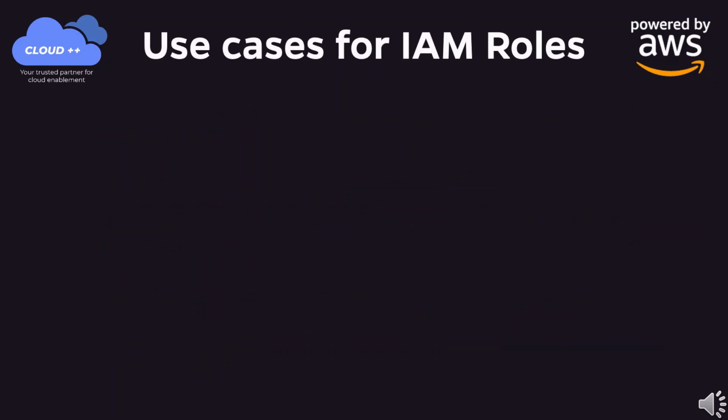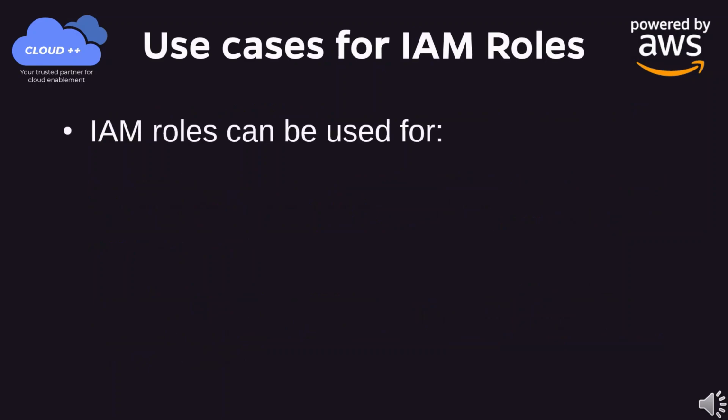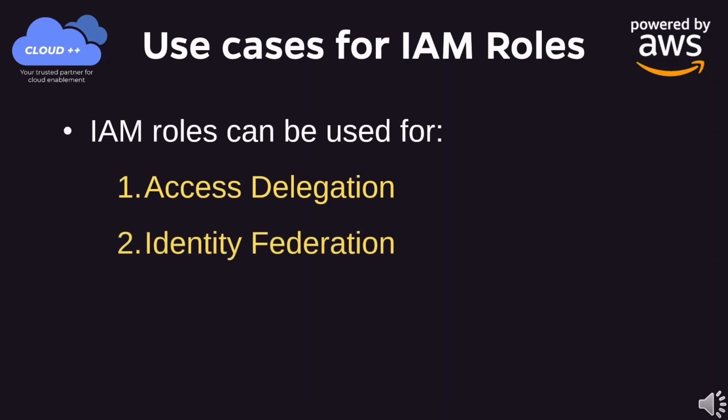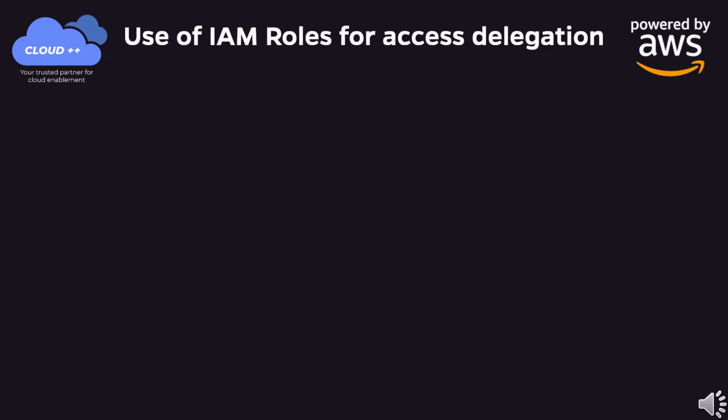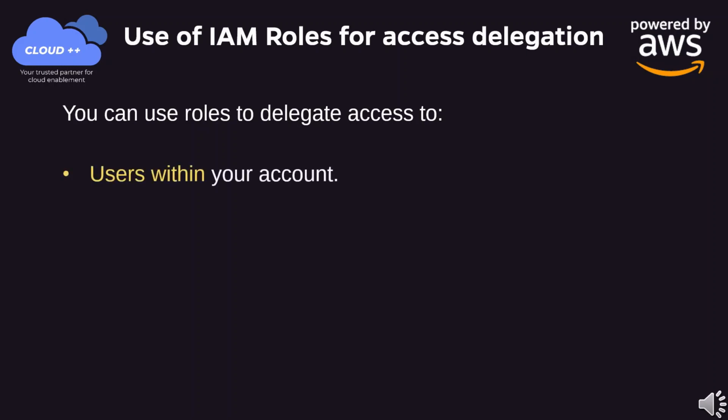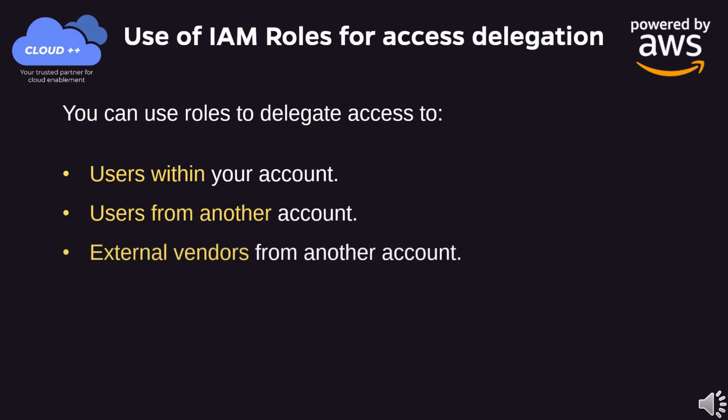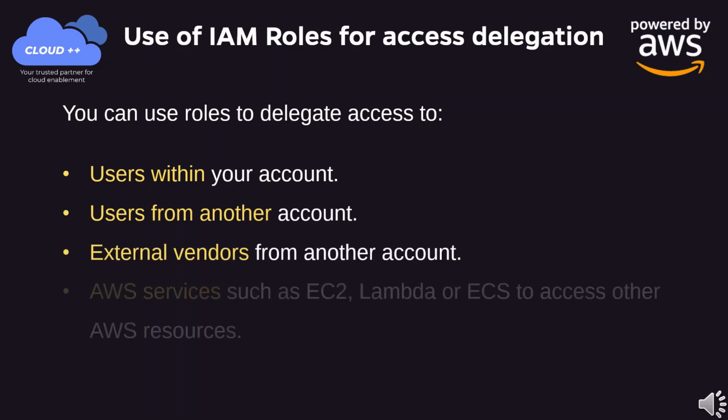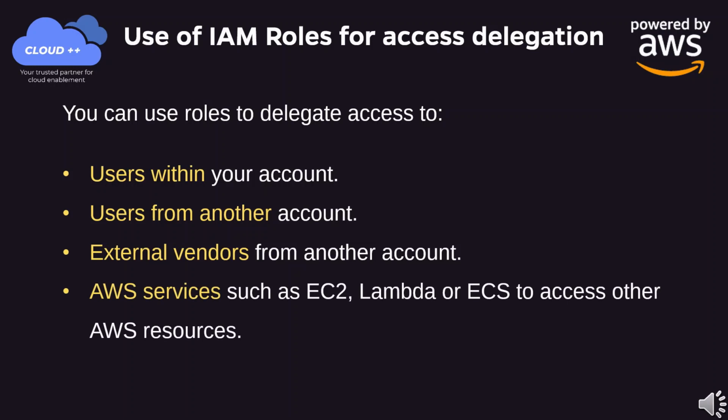Use cases for IAM roles. IAM roles can be used for access delegation and identity federation. Use of IAM roles for access delegation. You can use roles to delegate access to users within your account, users from another account, external vendors from another account, AWS services such as EC2, Lambda or ECS, to access other AWS resources.